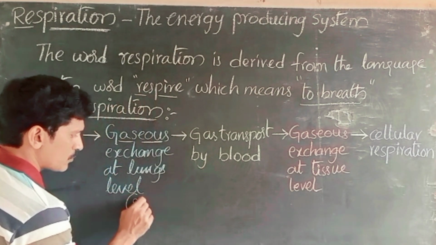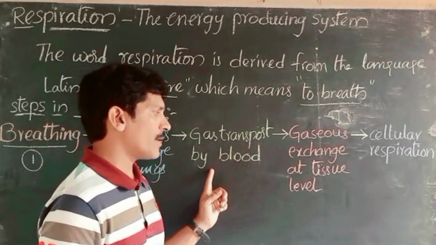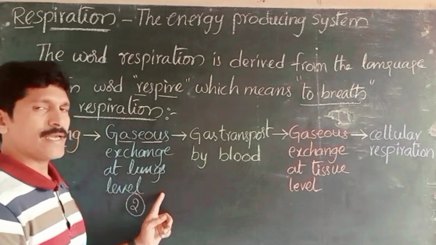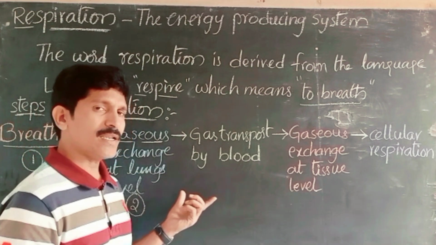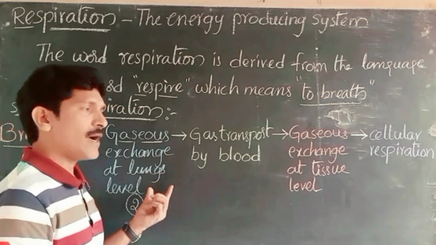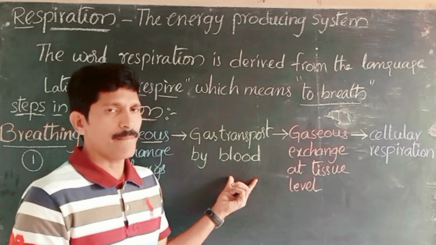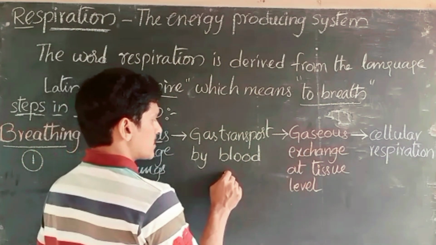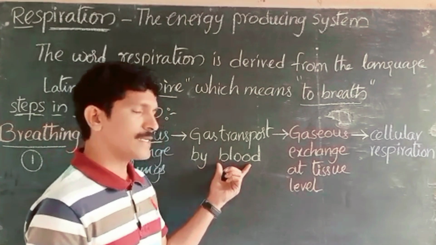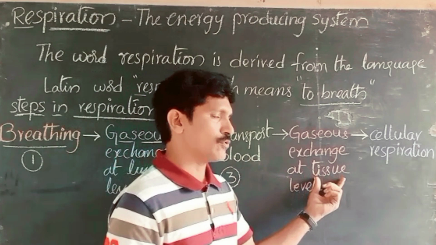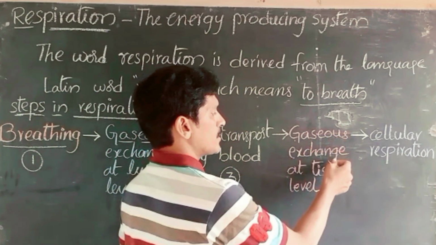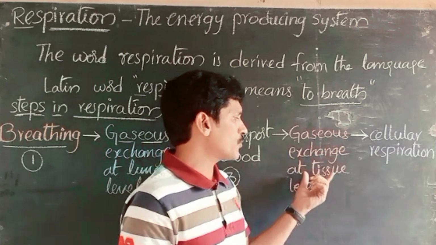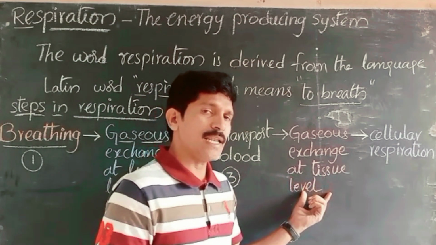Here it is step 2, and in step 3, gas transport by blood. When air enters the lungs, the alveoli are supplied with blood capillaries. When air enters the alveoli, the oxygen is transported from the alveoli to the blood. This blood can carry the oxygen to the tissues. That comes under the fourth step. The fourth step is gaseous exchange at tissue level. The blood takes up the oxygen from the lungs and transports it to the tissues, meaning every cell of the body.